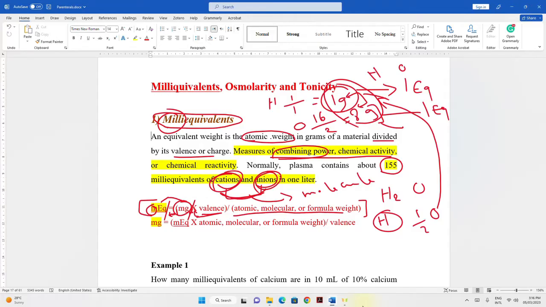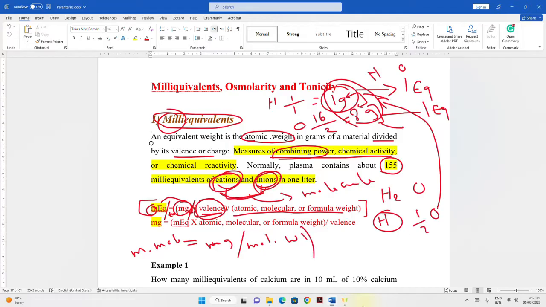Actually, if we just remove this one, and just say milligram divided by the molecular weight, and I hope that you have taken this in pharmaceutical analysis, you will get millimole. That's what you're going to get, millimole.